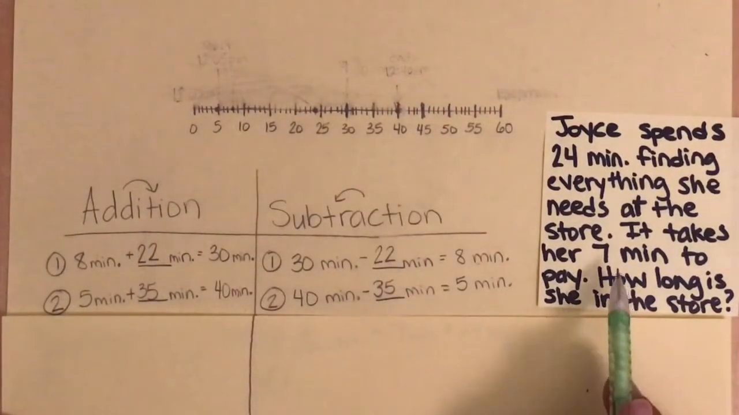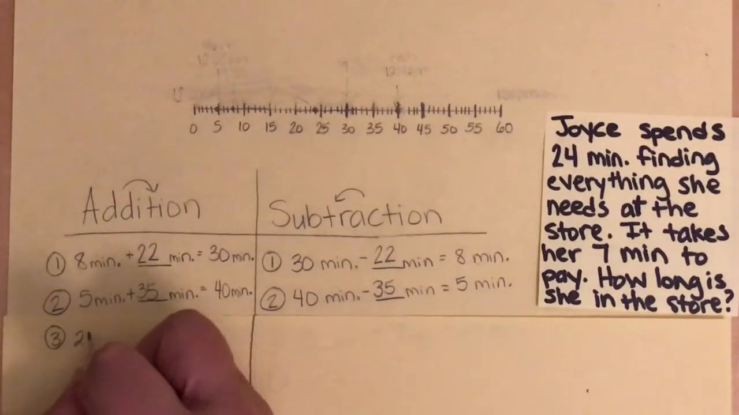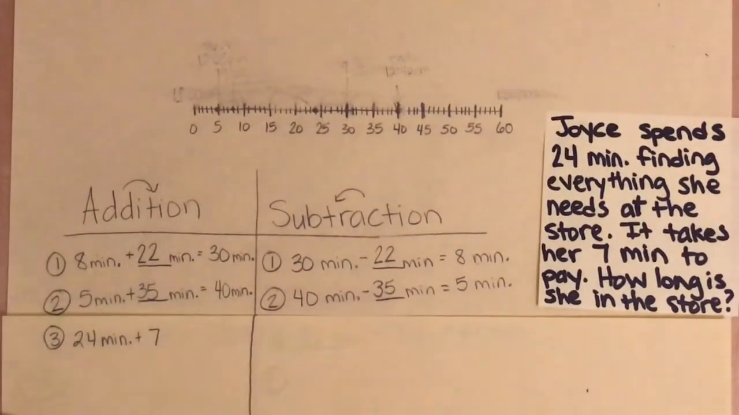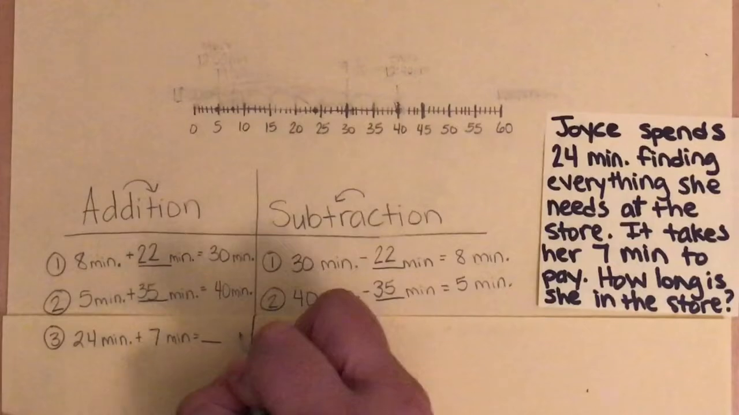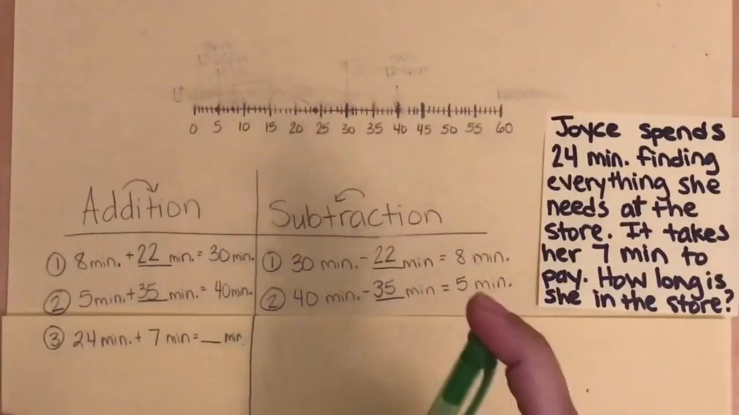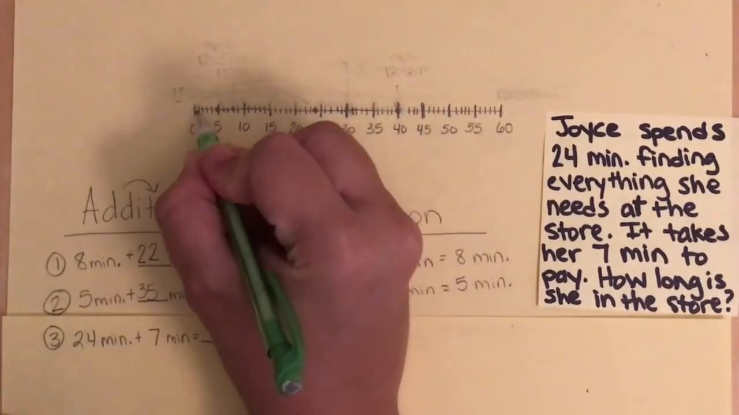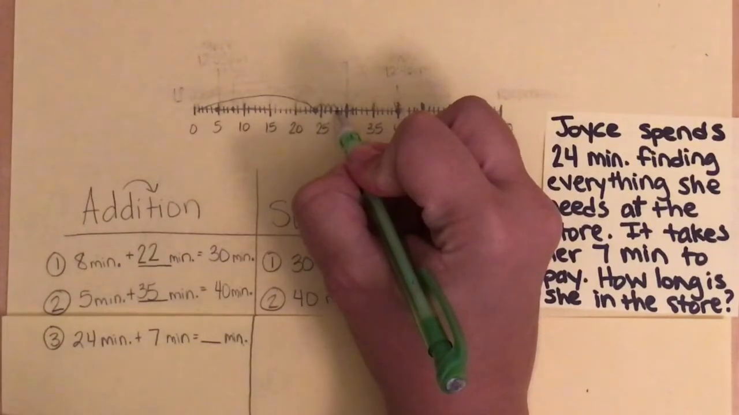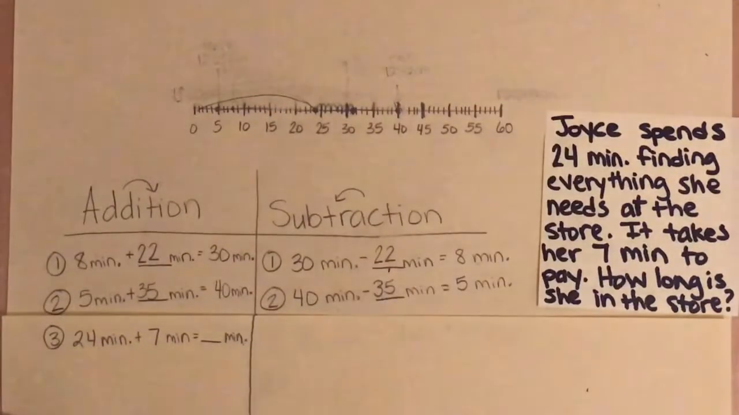So the next part that we know is that she added 7 minutes to that. So on our addition side, she was in the store for 24 minutes, and she stayed in there for 7 more minutes. So how many total minutes was she in there for? Okay. So we're at 24 and now we're going to add 7. 1, 2, 3, 4, 5, 6, 7. That lands us at 31 minutes.